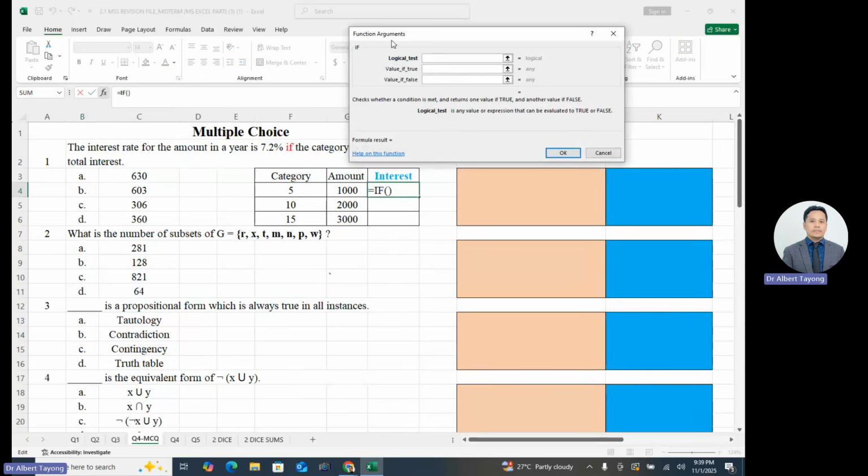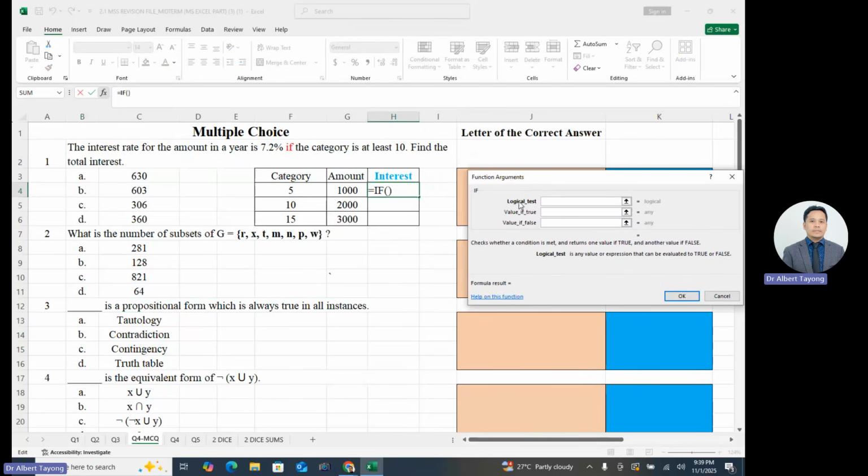Click fx. Logical test is the condition. So read again the scenario, the question here. If the category is at least 10, so that is our condition. That means we have to select the first category, only the first category, because when we drag it down later, it's going to change automatically for 10 and 15 and so on if we have other numbers. So the technique is just to select the first and follow the condition.